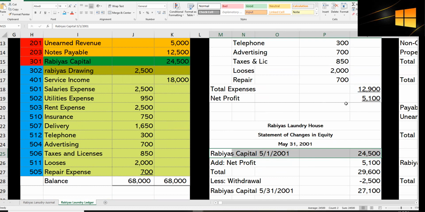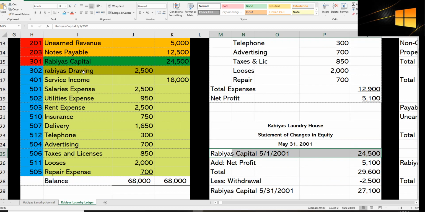Since she earned, net profit is a positive 5,100, then therefore you have to add the net profit of 5,100. What else is added here, guys? If ever there is an additional investment, say she invested another amount or another asset, you put it here: add net profit and the additional investment. But in this case, since there is none, we go directly to the total capital as of May 1. So the net profit is 5,100 plus 24,500. The total is 29,600 less the withdrawal.